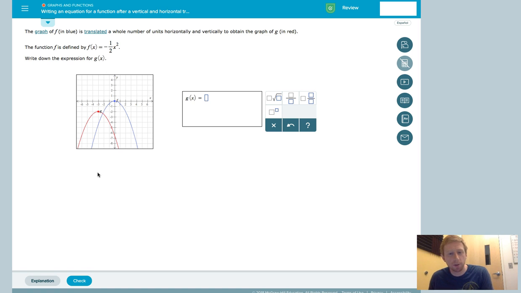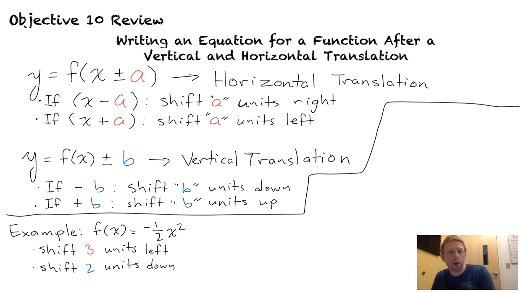To figure out the vertical and horizontal translations, let's focus on the vertex of each graph. In other words, let's figure out how many units horizontally and vertically the vertex of f of x has been translated to obtain the vertex of g of x. From the graph, we can see that f of x has been translated 3 units to the left and 2 units down. Therefore, from the rules of translation, the horizontal translation is negative 1/2 times the quantity of x plus 3 squared. So we added the 3 into the x in parentheses and then squared the whole thing.